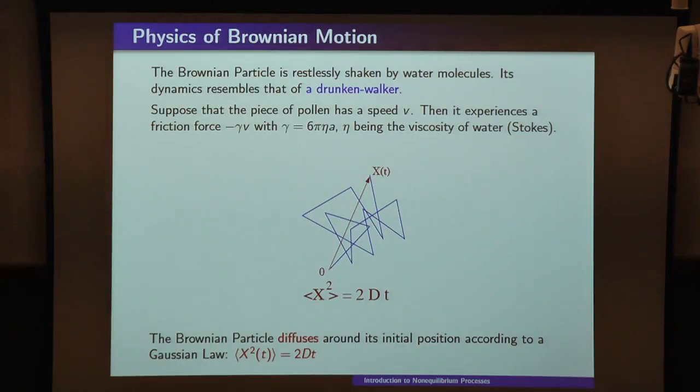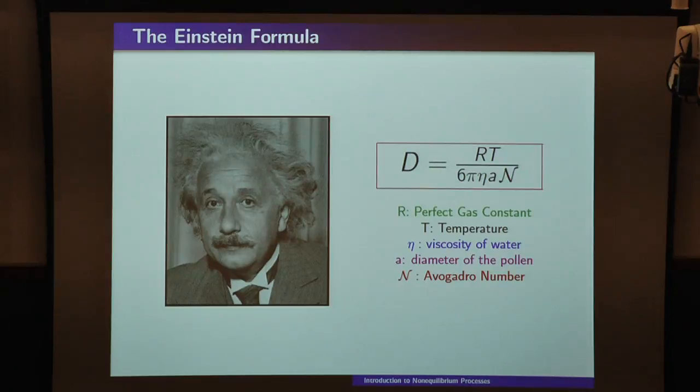We all know that the important observable is not the speed of the Brownian particle, not really its position, but rather the quadratic mean of the positions, which diffuses linearly with time. And we know that this coefficient D was computed by Einstein in 1905. Einstein gave a formula which relates the diffusion constant to temperature, viscosity of the liquid, size of the pollen grain, and the Avogadro number.